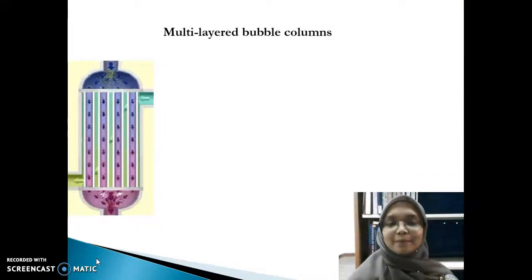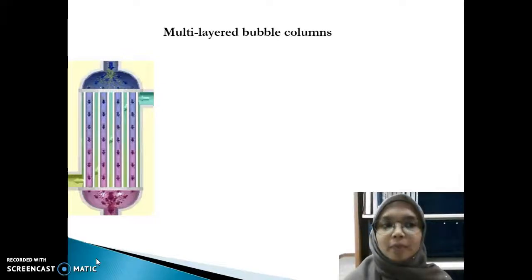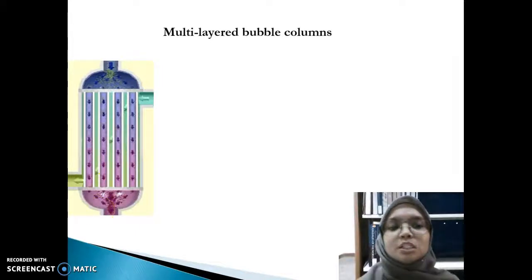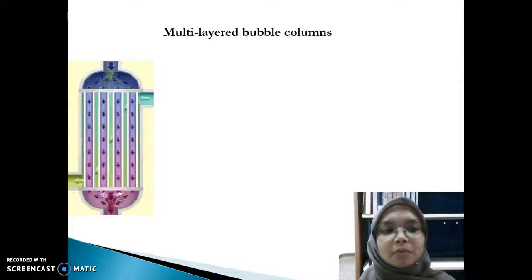The last type of bubble column is the multi-layered bubble column. The multi-layered bubble column operates by the solvent entering at the top and falling down the tube as a film. Gas enters at the bottom or top of the column to produce counter-current or co-current flow. The absorption of contaminants from the gas to the solvent depends on gas velocity, liquid gas distribution, and the tube surface condition. The animation shows the operation of multi-layered bubble columns.